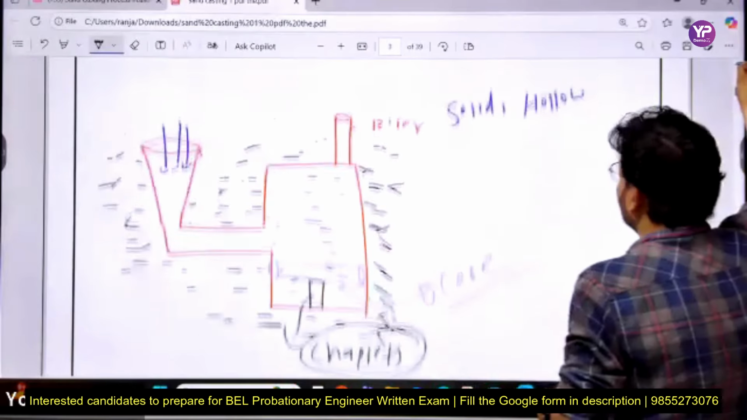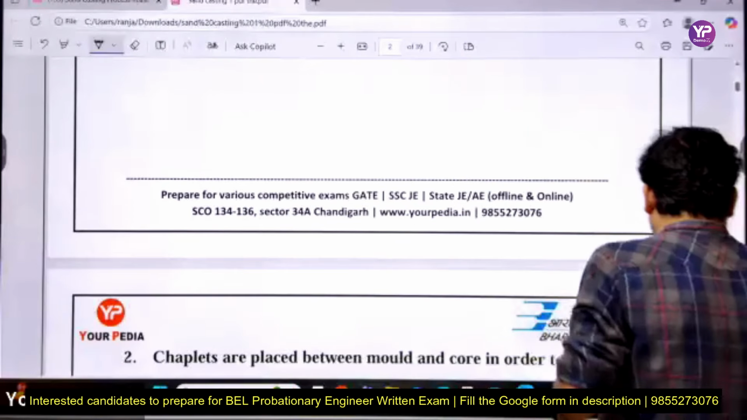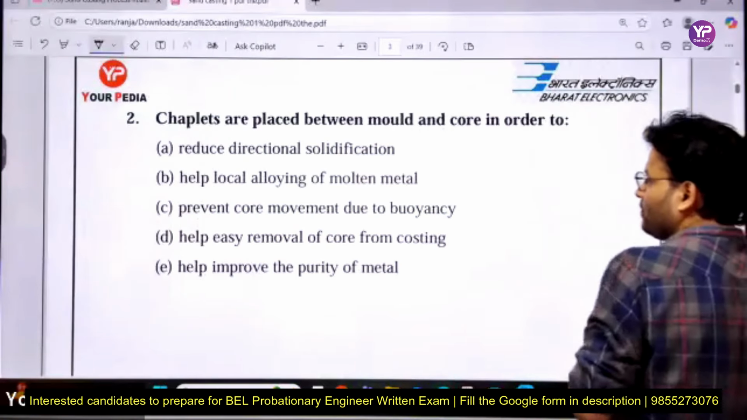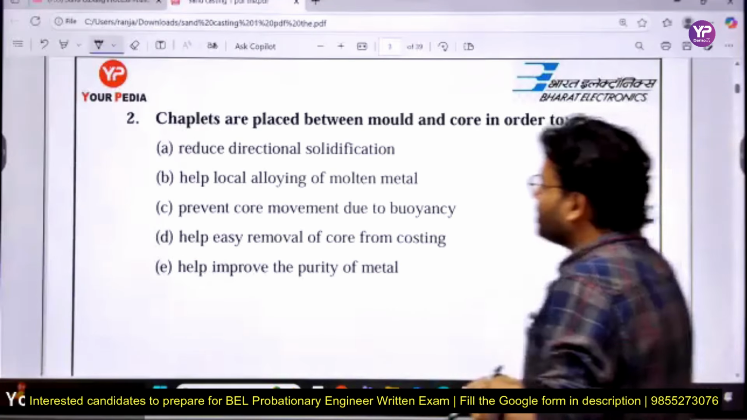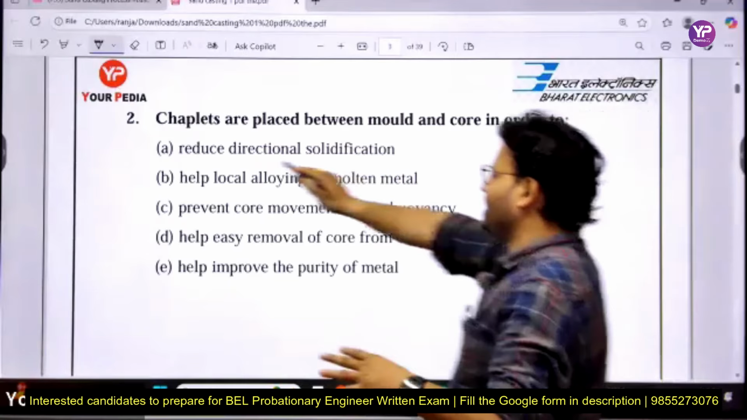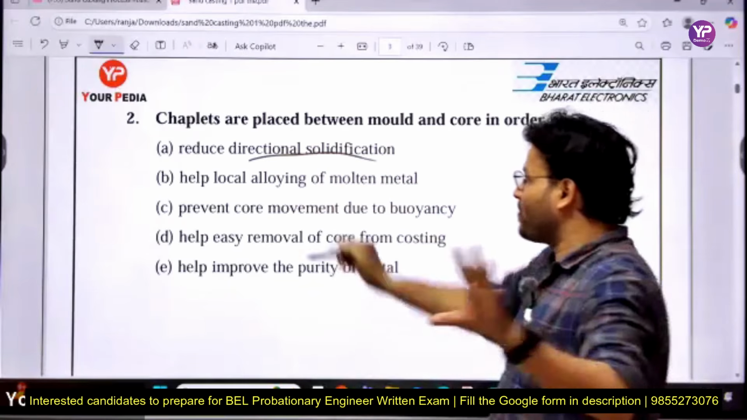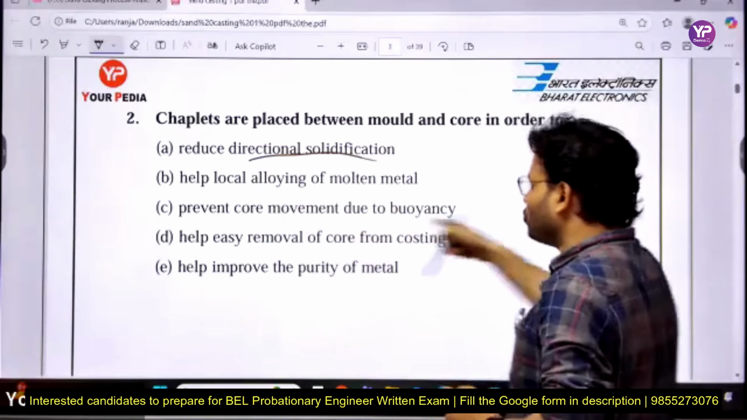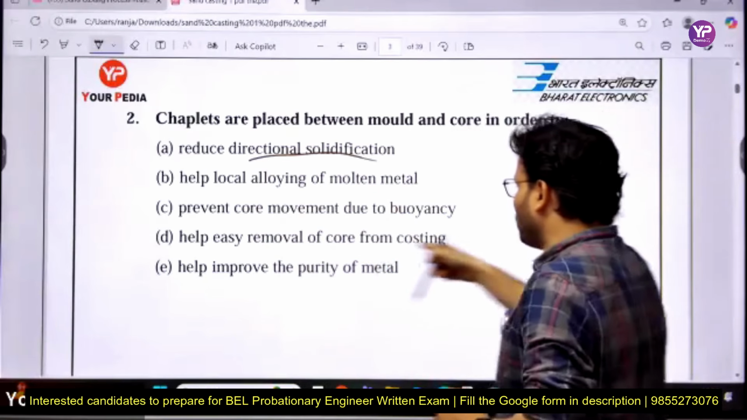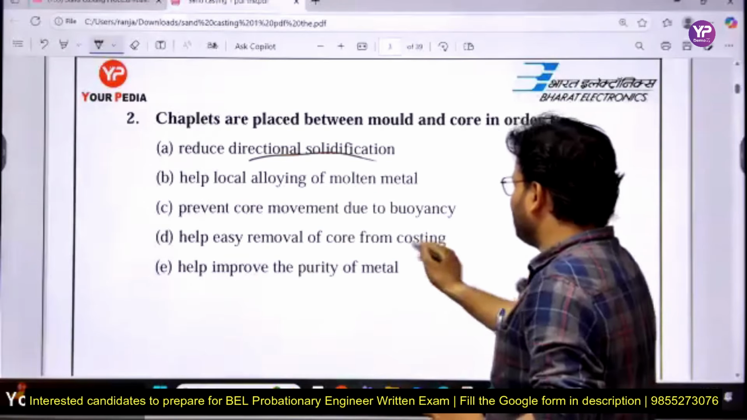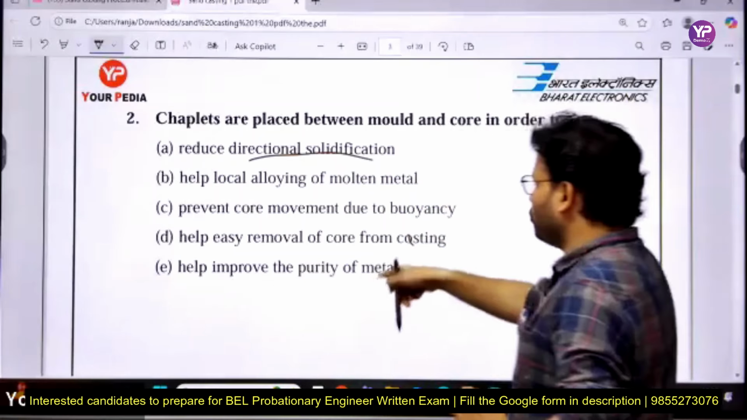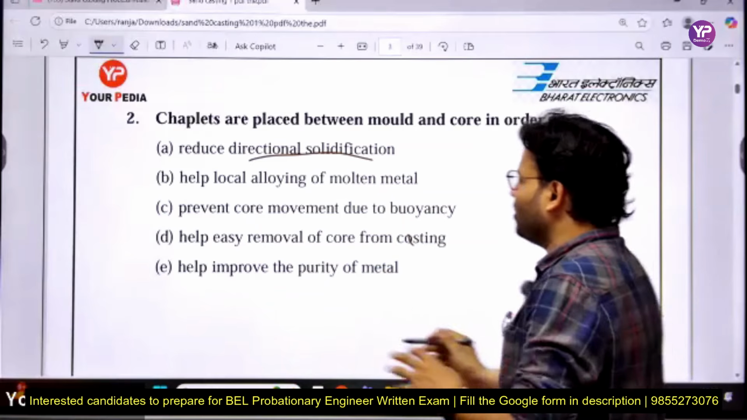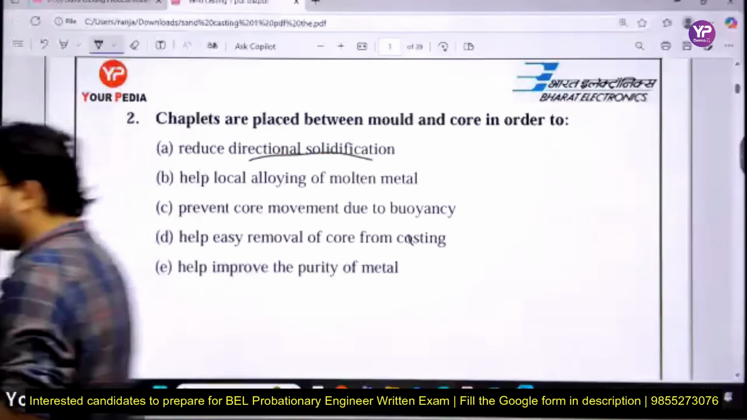So now come to the question. What will be the answer? Reduce the directional solidification, I will discuss what directional solidification is, don't worry. Help local alloying of the molten metal. Prevent the core movement due to buoyancy. Help easy removal of the core from the casting. Help improve the purity of metal. What could be the answer, everyone?